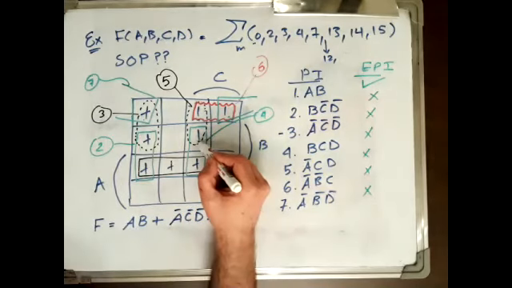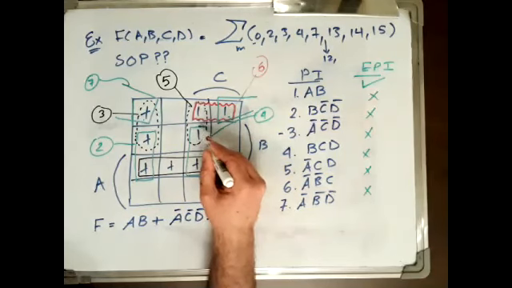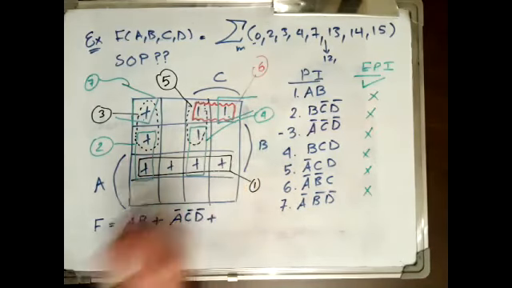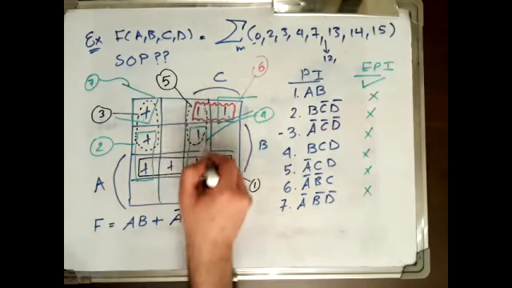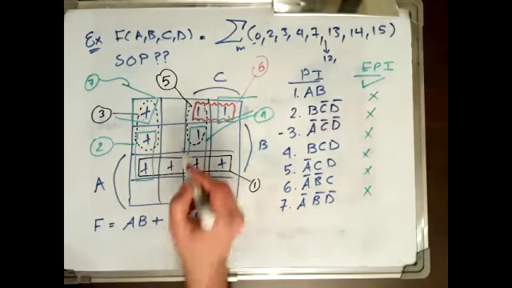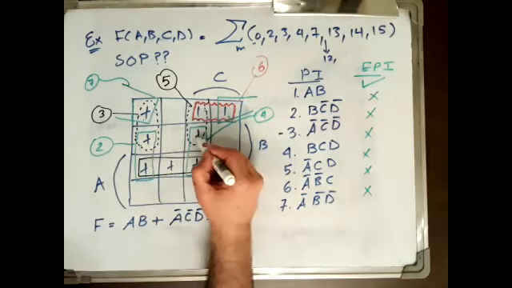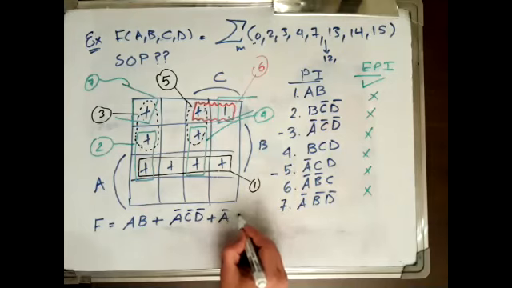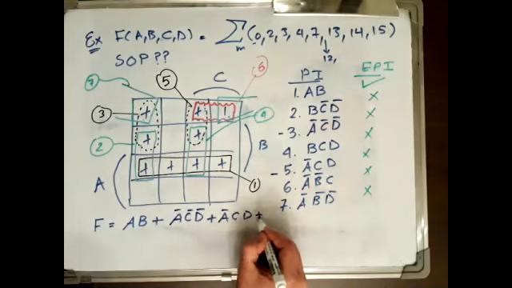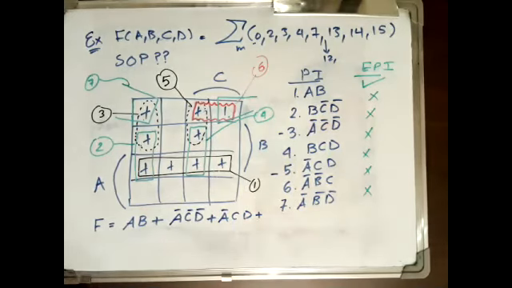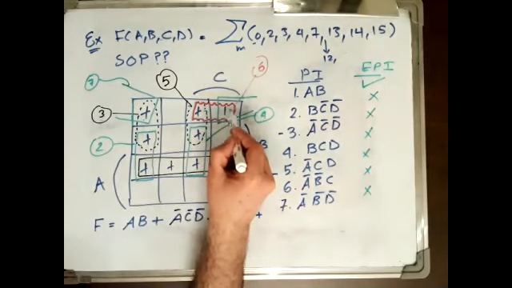The same thing, if you go to this one, we have two choices. Either we take it with number four, or we can cover it using number five. And it is similar to the previous case. So we can cover it using number five, and number five is A bar C D. We are not finished yet. We need to cover this one.